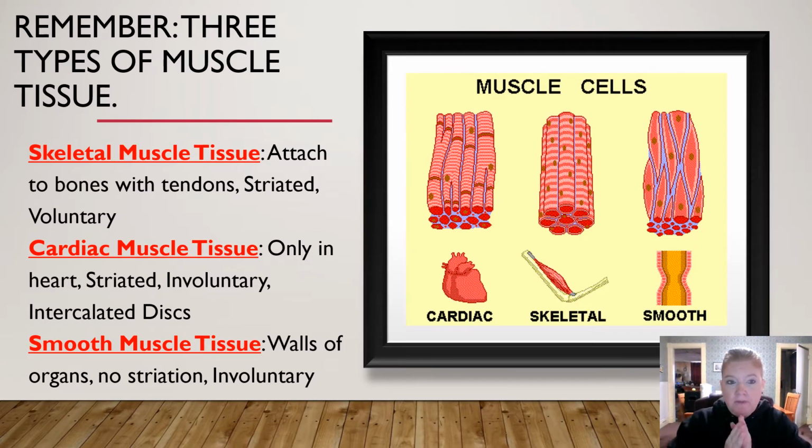Okay, remember there are three main types of muscle tissue. We have skeletal muscle that's voluntary, it's attached to bones with tendons, and it's striated. You can see stripes. And also they have multiple nuclei per cell, per muscle fiber. Cardiac muscle tissue is only found in the heart. It's also striated, but you can see those intercalated discs, those connections between cells, but this is involuntary. And then smooth muscle, we find in the walls of organs, the walls of blood vessels, no striations, hence the name smooth, and these are also involuntary.